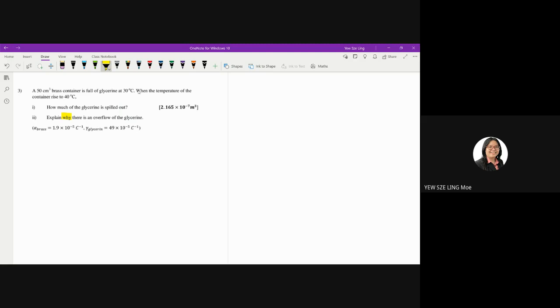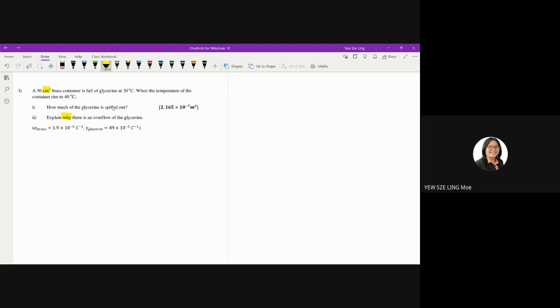Okay, because now you're looking at volume. So how do I know that it's volume? By looking at the unit. You have a 50 cm cube, so now you have a unit in terms of cube. So how are we going to solve these questions? How much of the glycerin spills out?